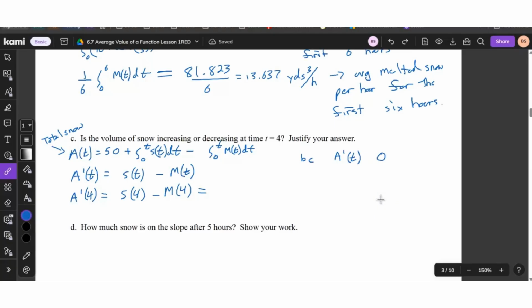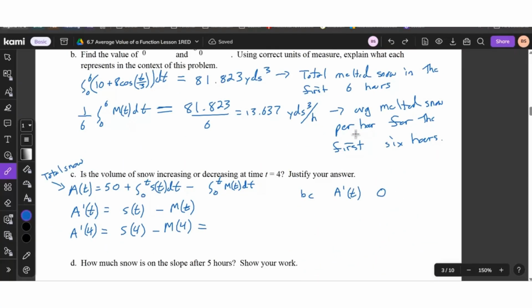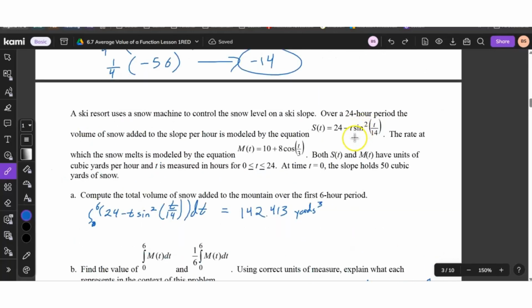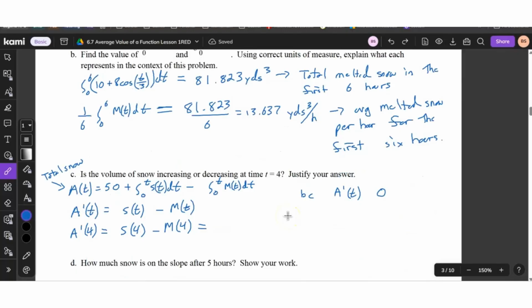Because it says here that S of t is equal to... But you have to plug in the 4 first. No. Yes, I know, and I'm saying it's a theorem. You don't know it yet. Don't worry, it's a theorem. I'm going to show you later.